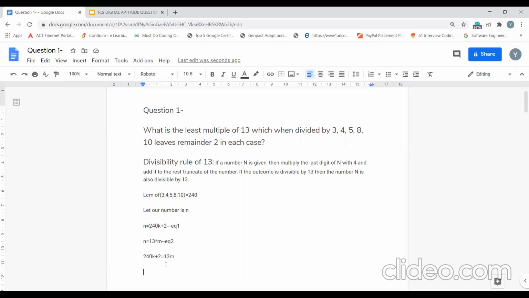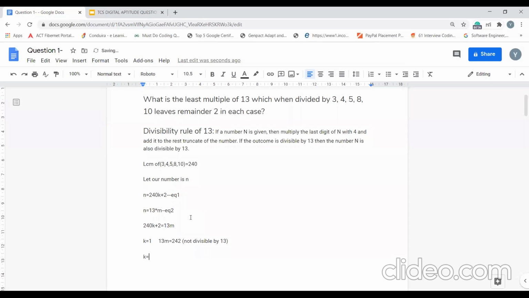So let's consider what will happen when k is equal to 1. When k is equal to 1, 13m will be equal to 242. Is 242 divisible by 13? If you have a calculator, you can check directly that 242 is not divisible by 13. By applying the divisibility rule, you can also check that 242 is not divisible by 13.